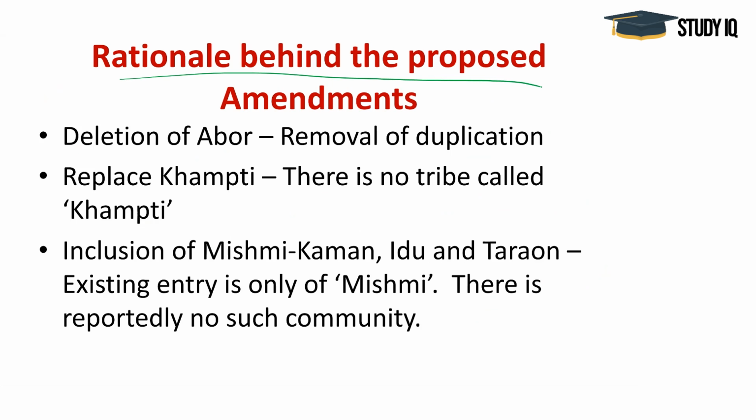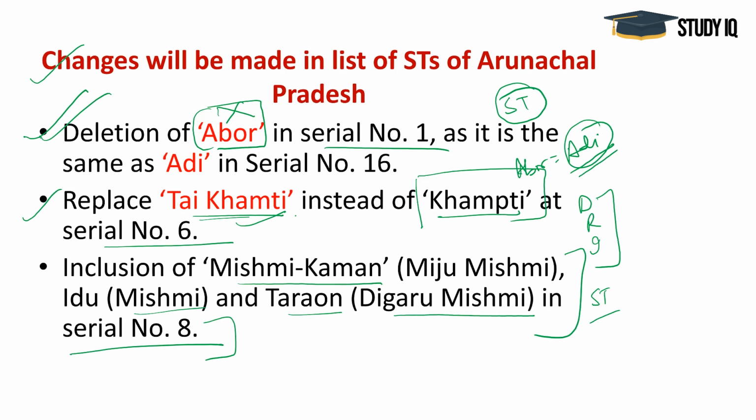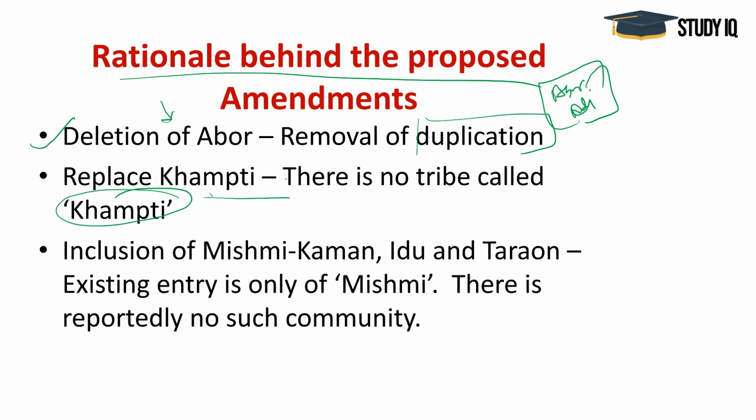Now see what is the rationale, what is the reason behind the proposed amendments. Why are they deleting Abor? This is very simple. Nobody will be harmed by this new list, because they are removing Abor to avoid duplication, because earlier Abor was also there and Adi was also there. However, both the tribes are same. They are replacing Khamti because there is no tribe called Khamti. The real name is, as I mentioned, Tai Khamti, right? So therefore they are replacing Khamti because there is no tribe known as Khamti.